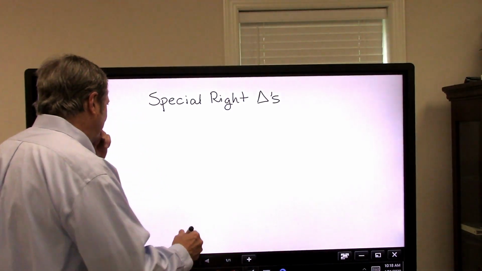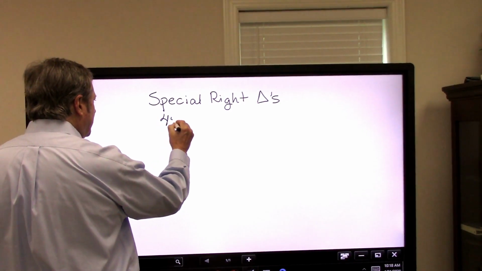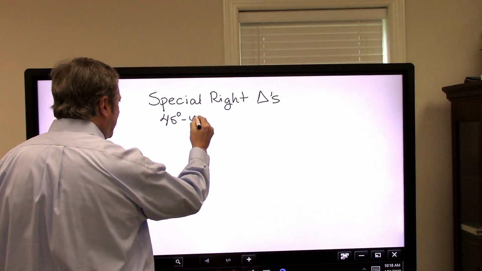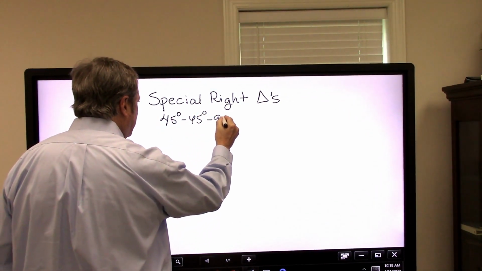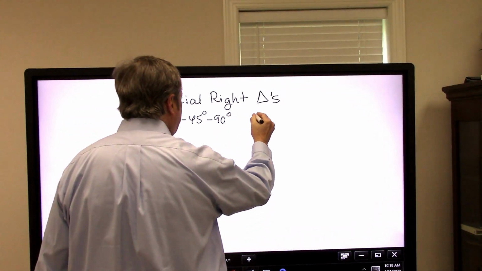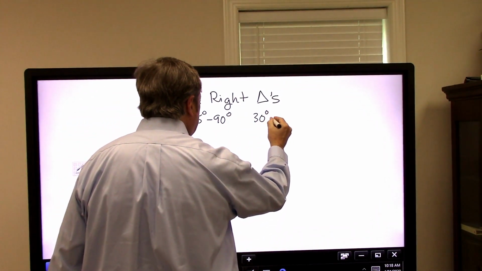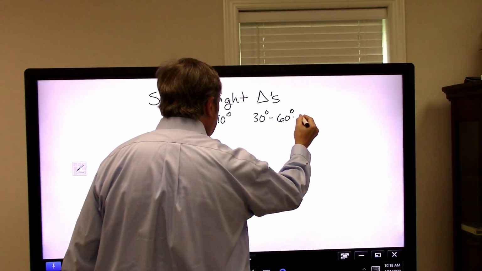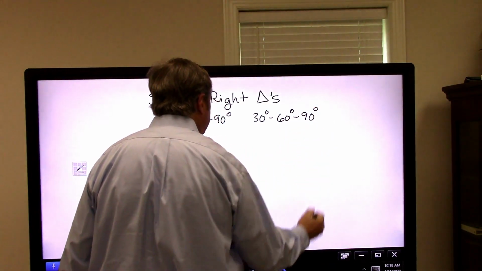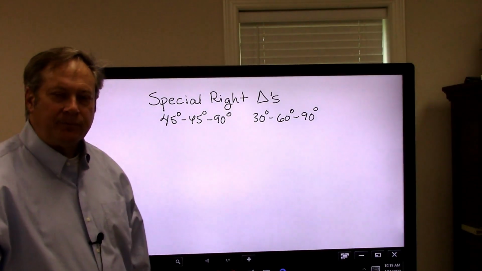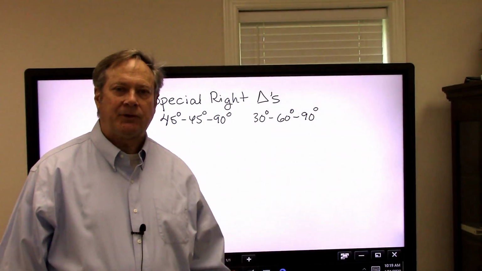And there are two types. There's the 45, 45, 90, and then you have the 30, 60, 90 triangles.